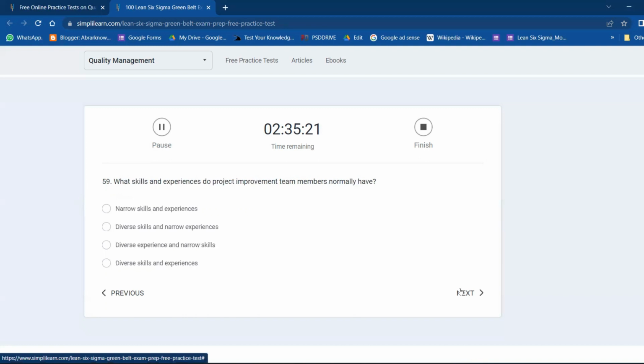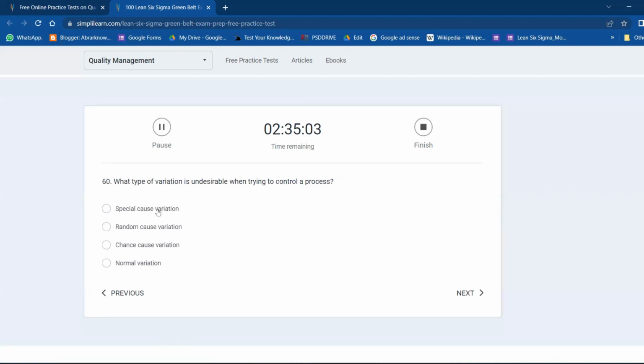What skills and experiences do project improvement team members normally have? Diverse skills, this is very highly suggested, diverse skills and experience. What type of variation is undesirable when trying to control a process? Special cause.